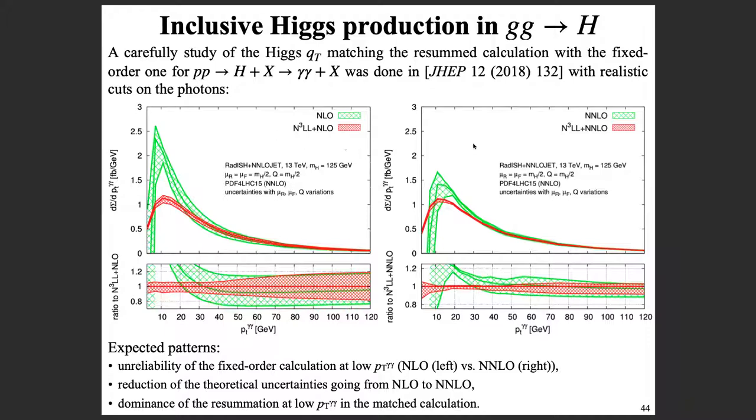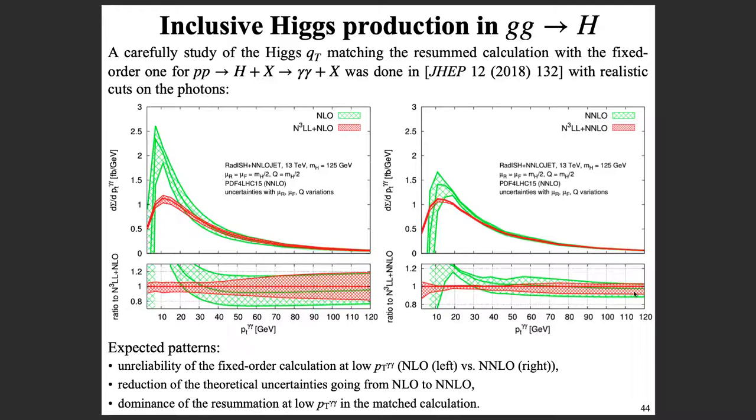And so in these plots, you see on the left-hand side the next-to-next-to-leading log resummation matched to the next-to-leading order fixed order calculations. And on the right-hand side, you see the next-to-next-to-leading log matched to the next-to-next-to-leading order fixed order calculations. So there are some expected patterns. First of all, fixed order is unreliable at small QT. And this is shown by the fact that the green curves are very different at low QT between next-to-leading order and next-to-next-to-leading order. So this means that the perturbative series is not converging down there. So this means that there are large logs that need to be resummed.